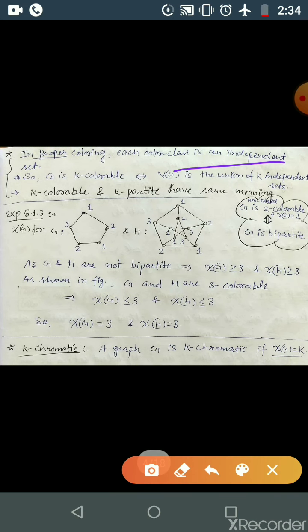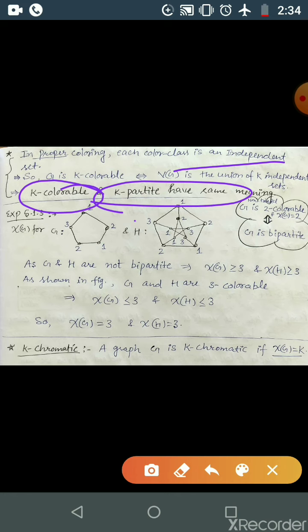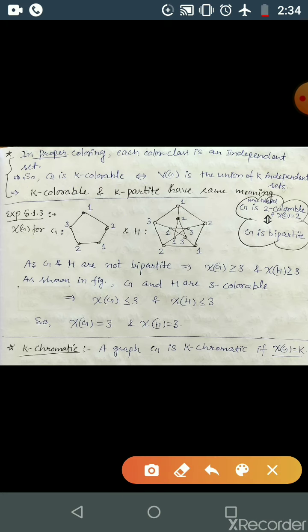Okay. So G is k colorable if and only if G is k partite, because if V(G) can be written as a union of k independent sets, that means G is k partite, where the partite sets are k in number, correct? So k colorable and k partite have the same meaning. So if G is 2 colorable, then you can say G is bipartite, correct? And also if G is bipartite, then G is 2 colorable.